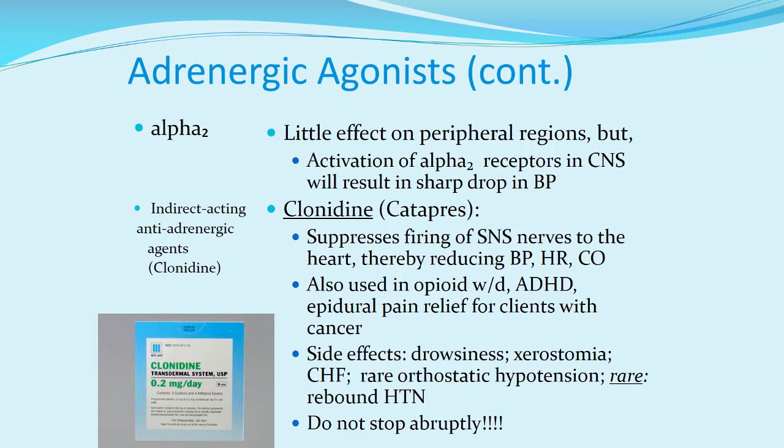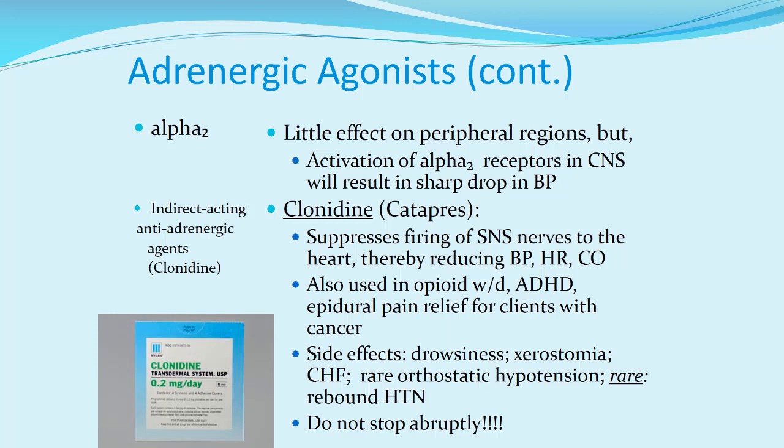Now, one of the categories of medications that don't quite fit into the other categories that we're discussing today are the indirect-acting anti-adrenergic agents, most notably clonidine. Clonidine suppresses the firing of sympathetic nervous system nerves, and that will decrease the release of norepinephrine. So clonidine suppresses firing of sympathetic nerves to the heart, and that will reduce blood pressure, heart rate, and cardiac output.